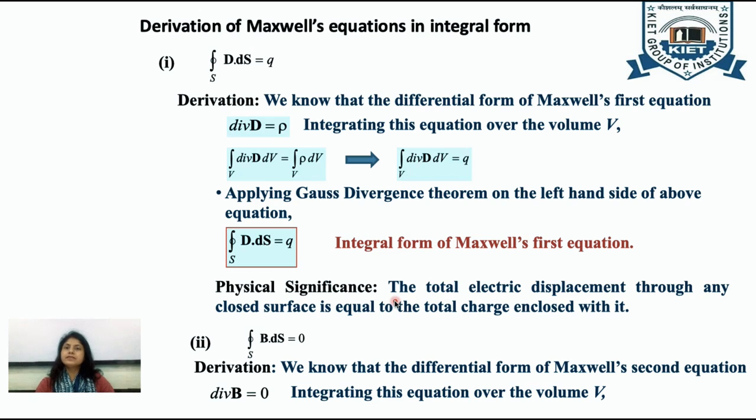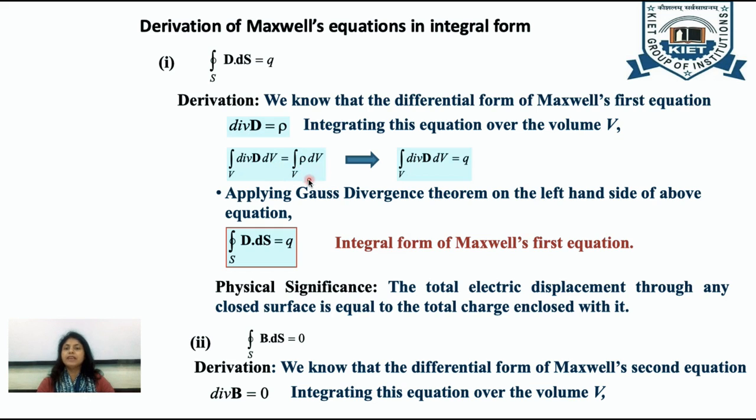Now the second part is the derivation of Maxwell equations in integral form. The integral form of Maxwell's first equation is surface integration of D dot ds is equal to Q. We know that the differential form of Maxwell's first equation is divergence D is equal to rho, del dot D is equal to rho. If we integrate this equation over the volume V, we have volume integration of divergence D into dV is equal to volume integration of rho dV.